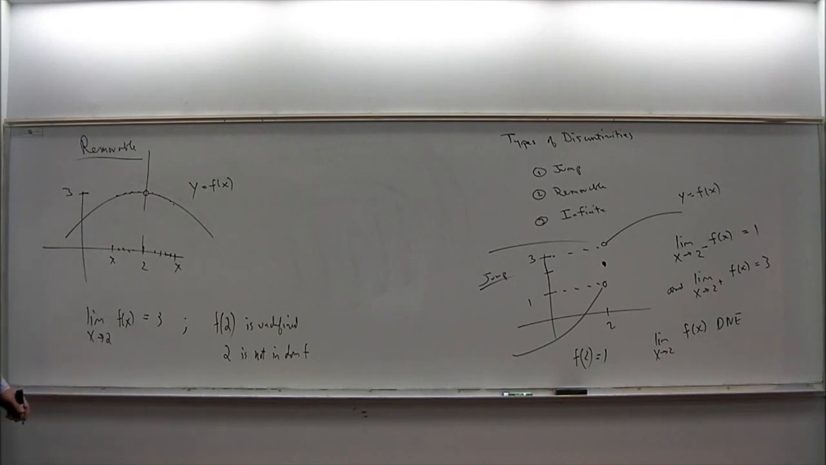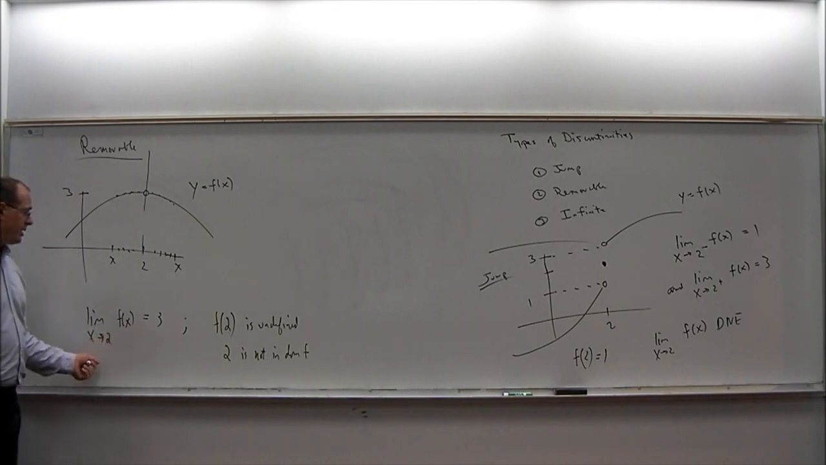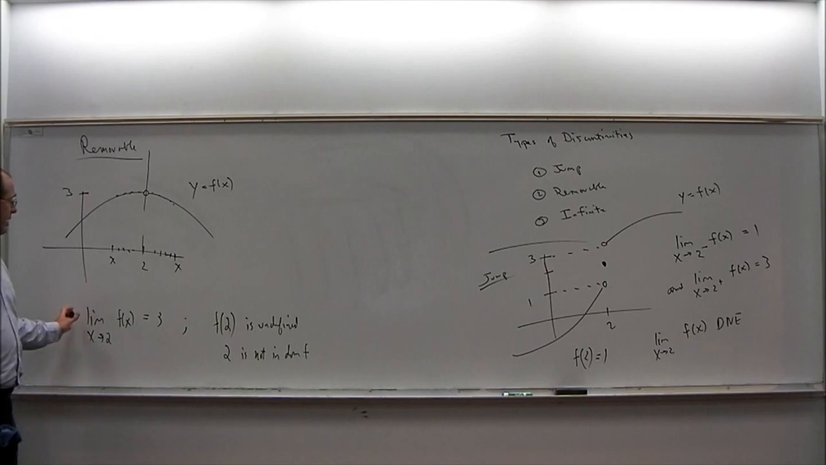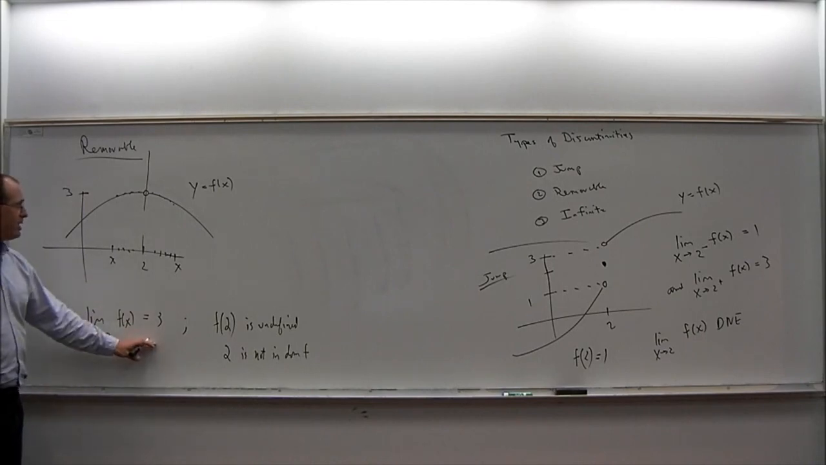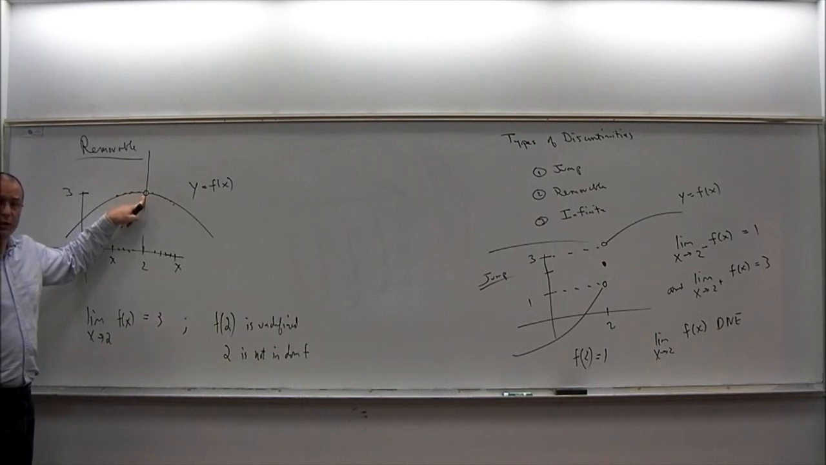There is a discontinuity, and this type of discontinuity is called removable. The key feature for a removable discontinuity is that the limit exists. The limit does exist. In the jump discontinuity, the limit did not exist. In the removable discontinuity, the limit exists, but for whatever reason, there's not a dot where we want there to be a dot.